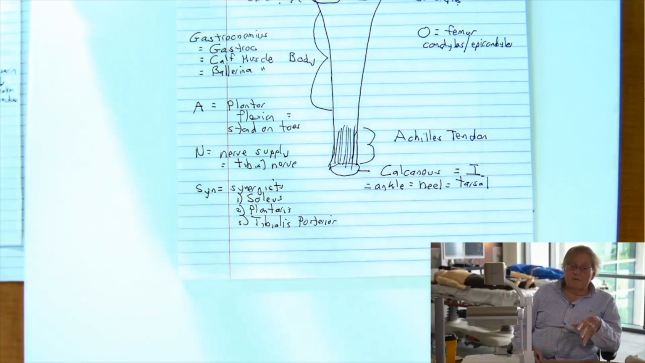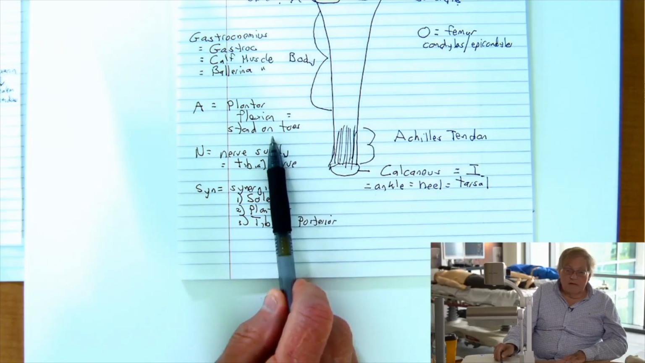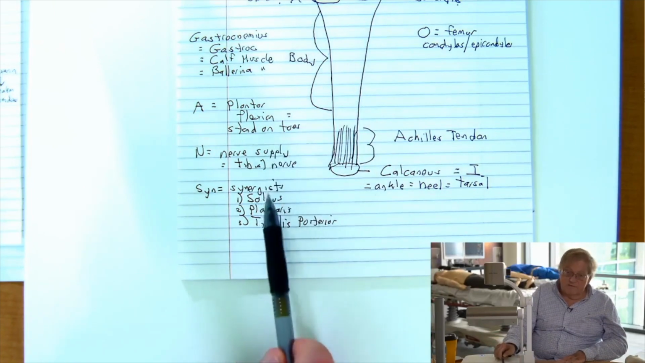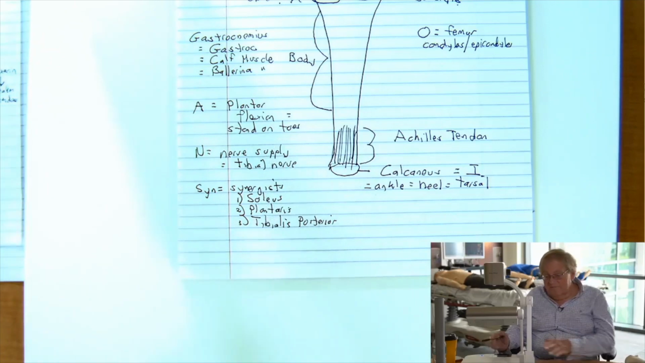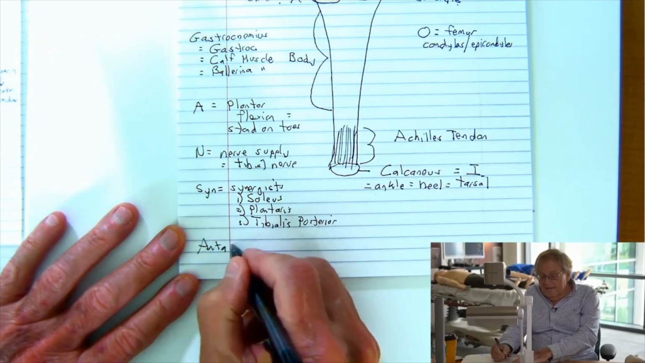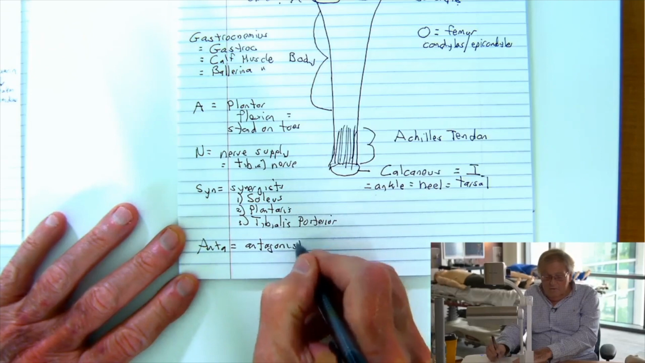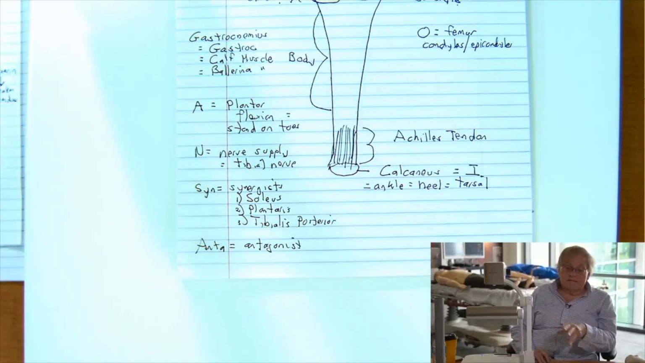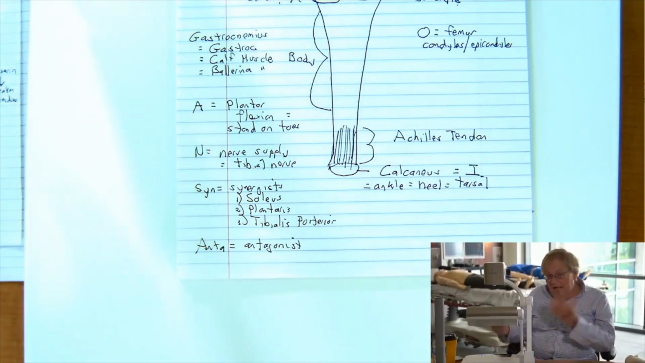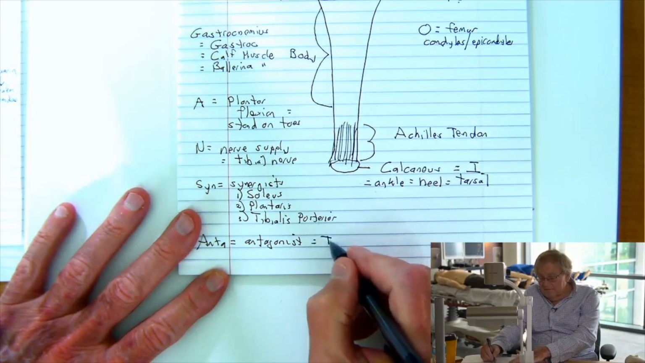So again, big picture, we got an origin, we got an insertion, we got an action, we got a nerve supply, we got a synergist, three of them. What's left? Antagonist, A-N-T-A. Remember, an antagonist is going to work against, and that's going to be the muscle that's going to be sitting on the opposite side of the leg. So therefore, the answer to that question is going to be the tibialis anterior.